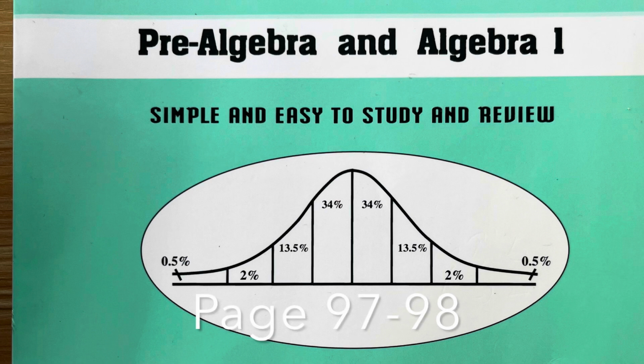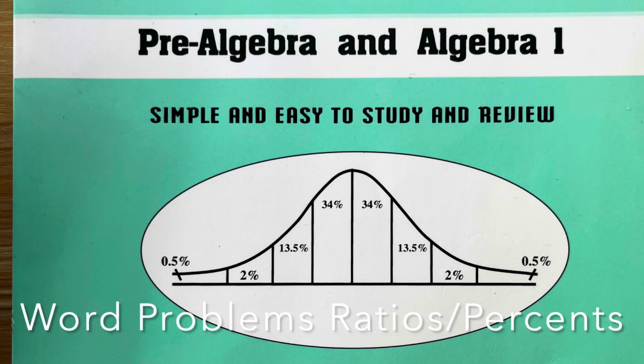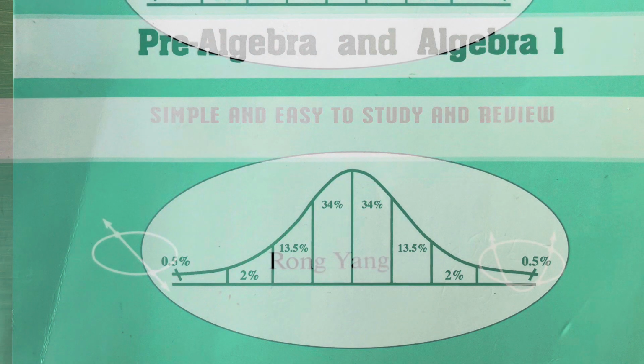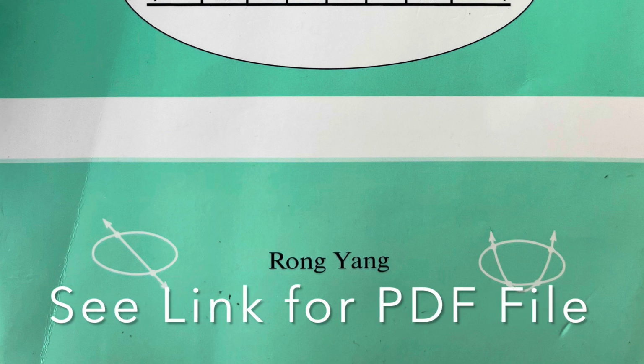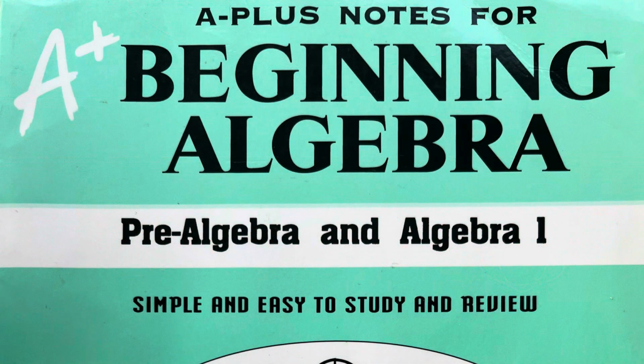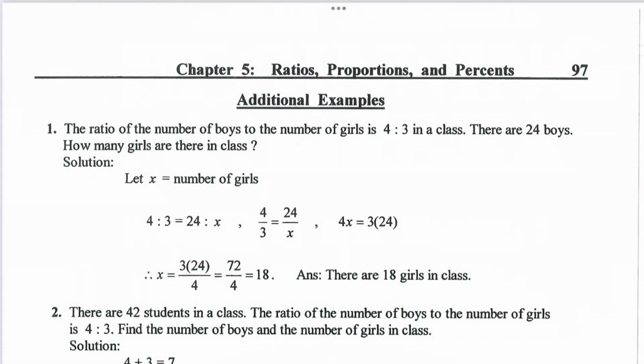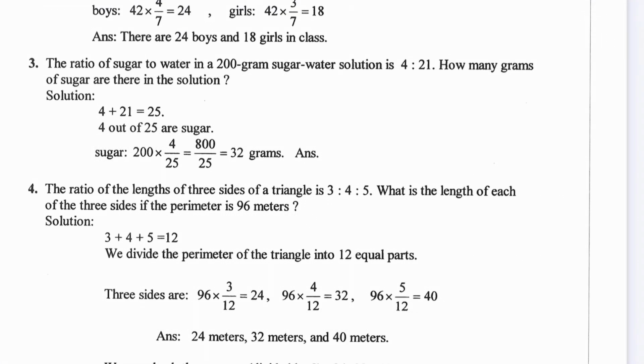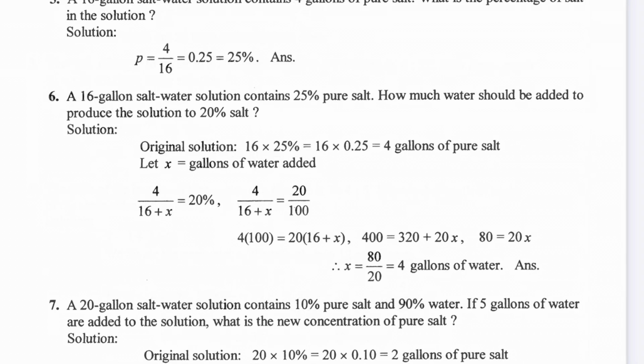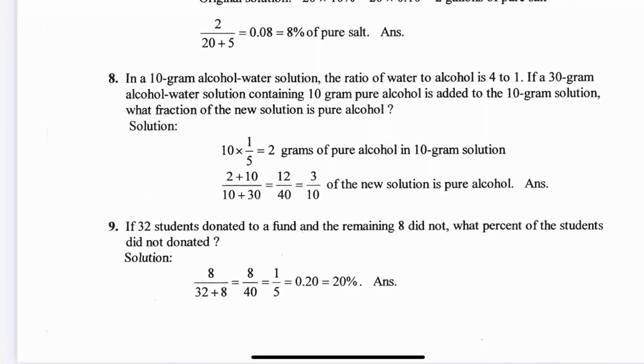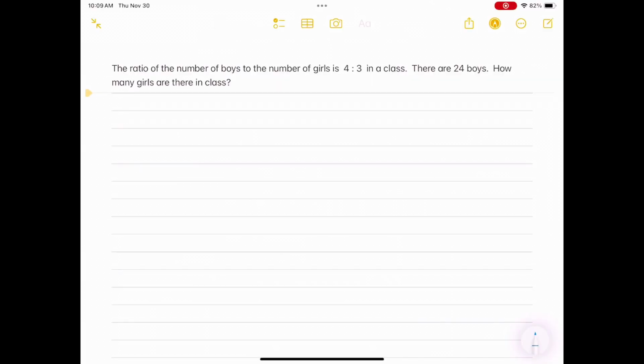Page 97 and 98 of the beginning algebra book have some word problems on ratios and percents. I suggest you print out a copy of this textbook using the link in the description box below this video for the PDF file of the textbook. There are several problems that are well worth spending the time working out on your own. You can copy down the problem and then work out the problem and compare your answer with those in the book. I will demonstrate a couple of these problems to get you started.